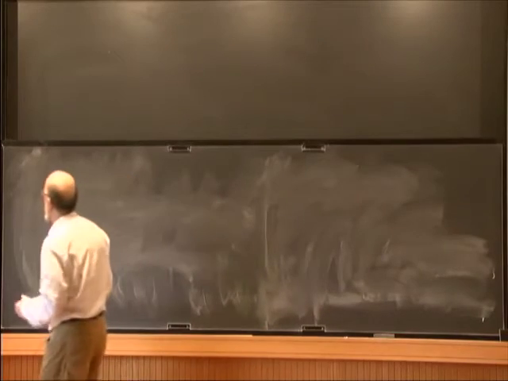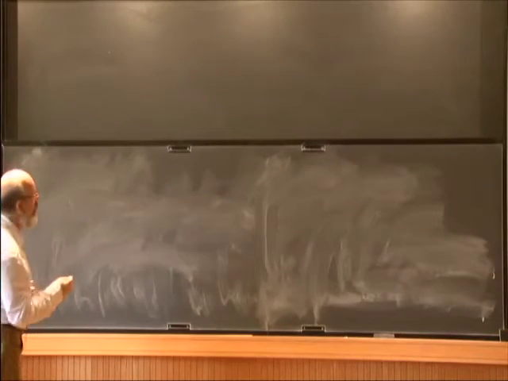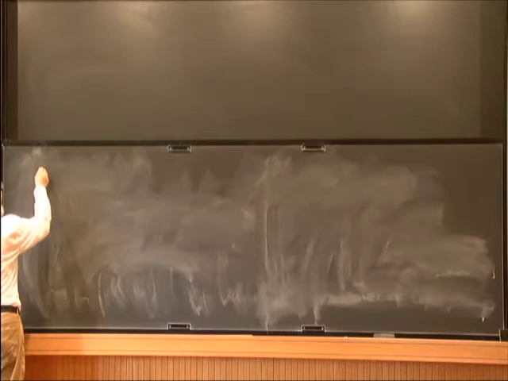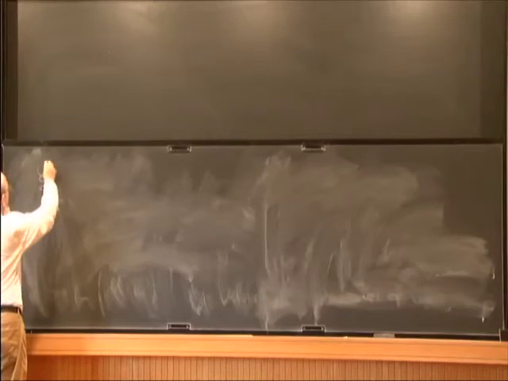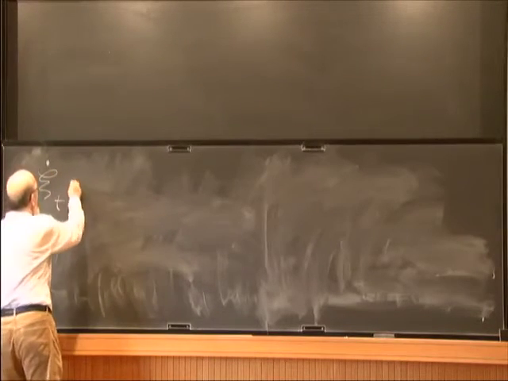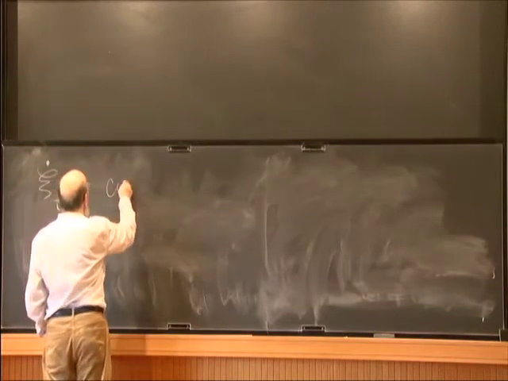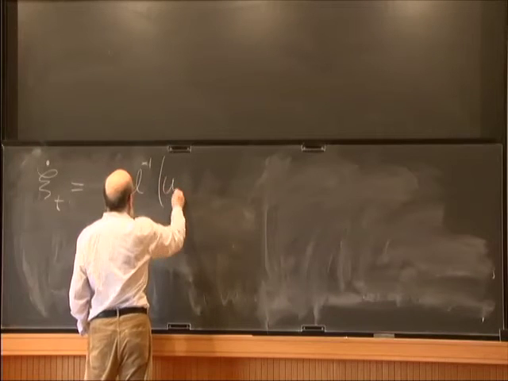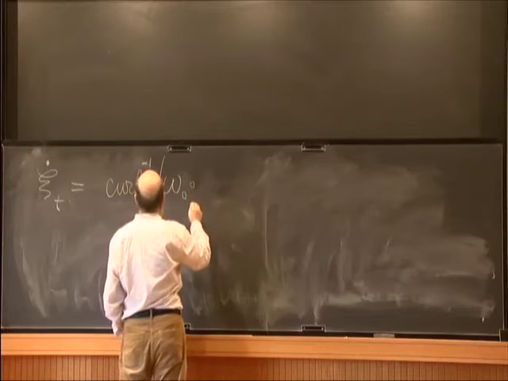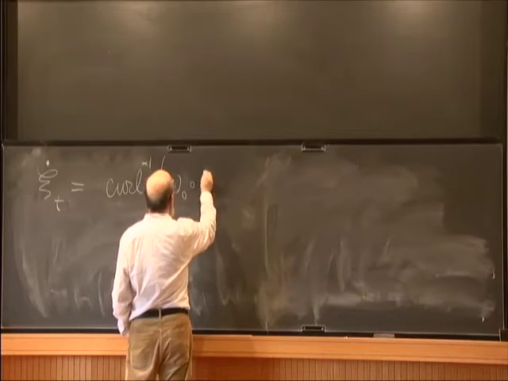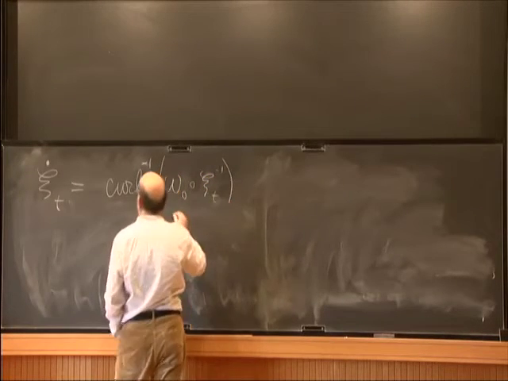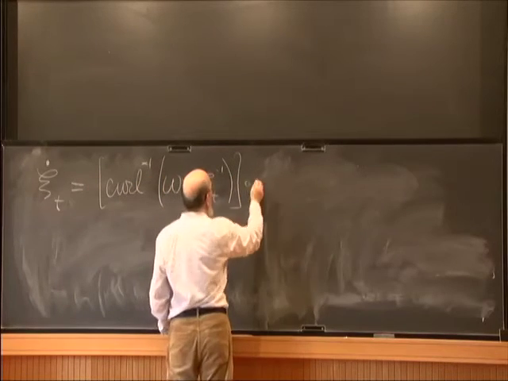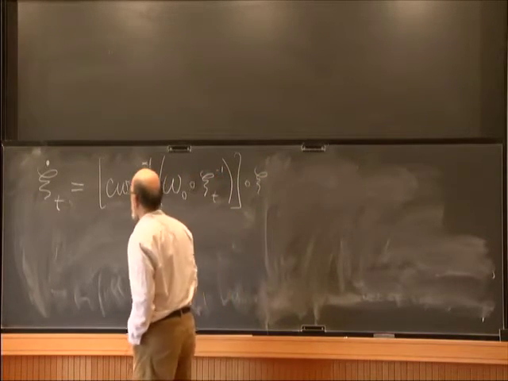And so the equation of motion, which is equivalent to the Euler and Lagrangian equation, can be written as follows: C_t dot, the time derivative, equals curl minus 1 of omega 0 at the point C_t minus 1, at the point C_t.